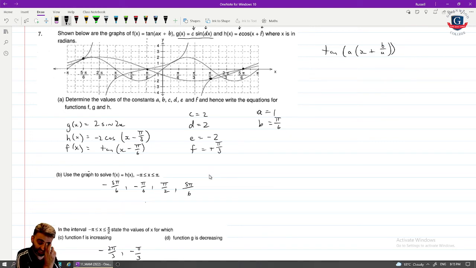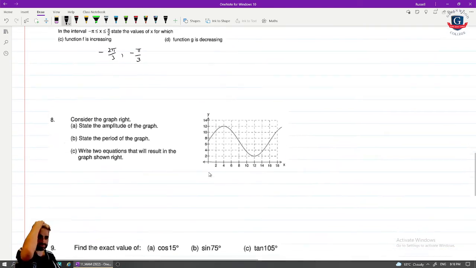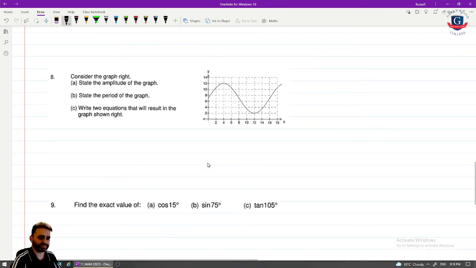And function g is decreasing. Right, so where's function g? That's the sine curve, which is this function here. Well, would you say it's decreasing between there and there? And again, between here and here. So then I'm going to address that one right now. Might be one for me to have a bigger think about.